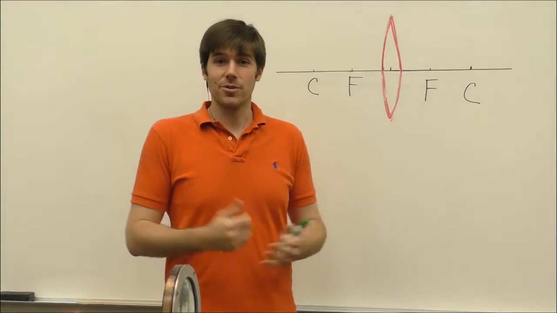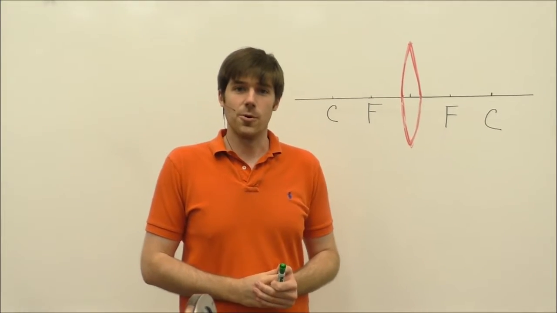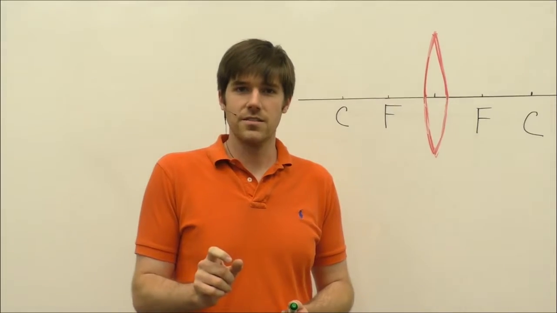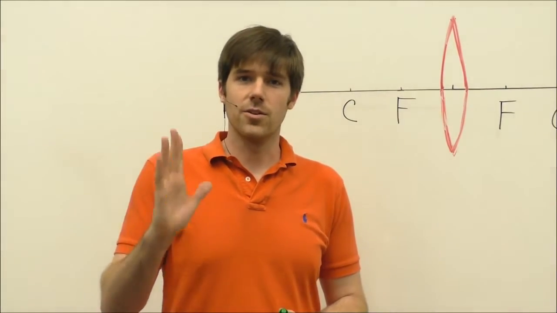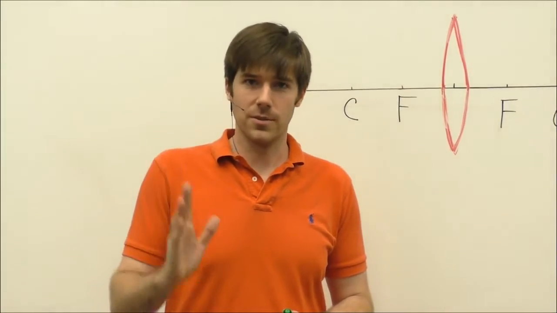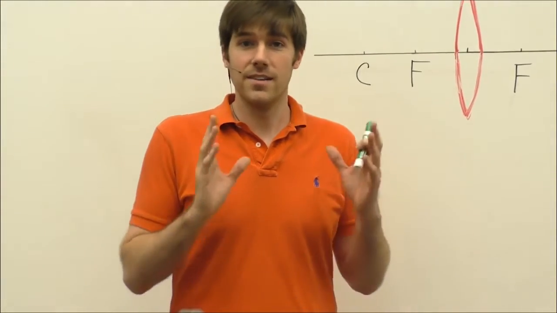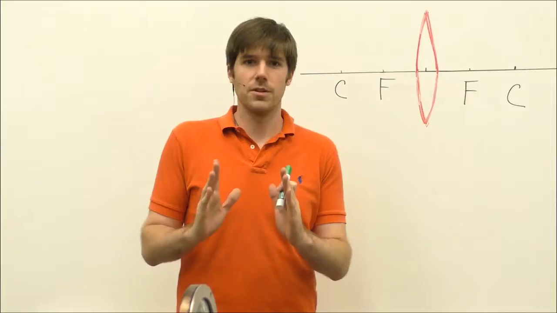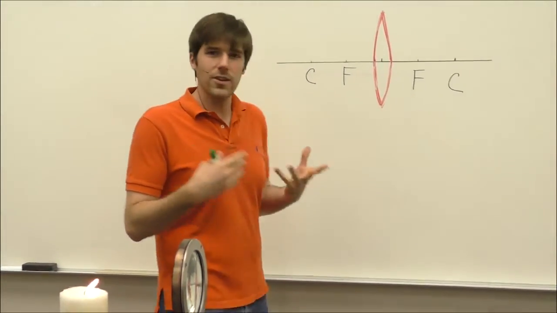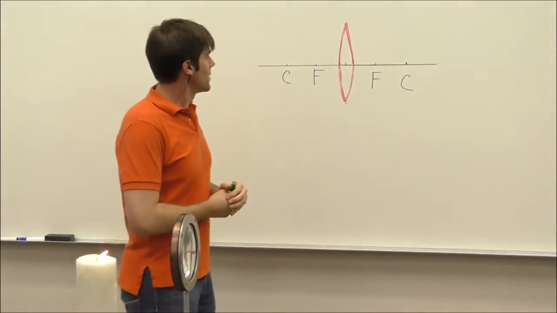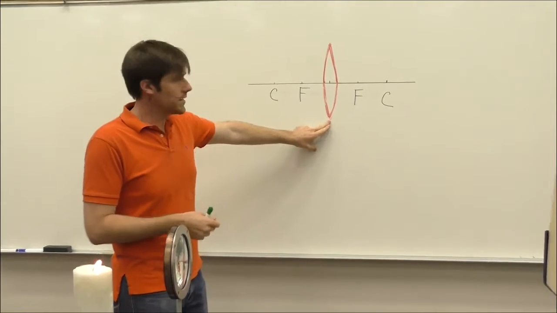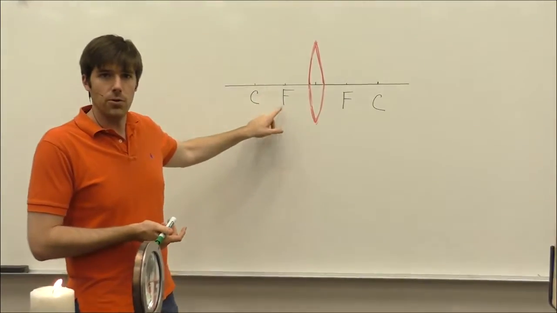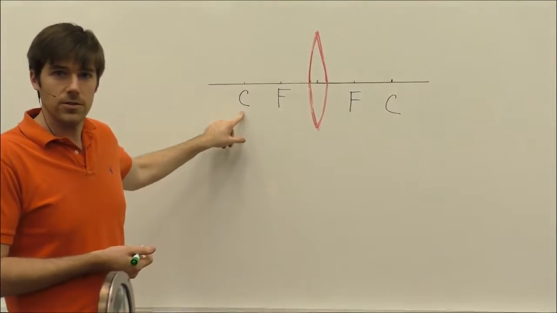In this demonstration, we're going to show the various images that are formed by a thin converging lens when an object is located at particular distances away from the lens. And we're going to find out that it's very dependent upon the distance of the object from the lens. So we're going to go through several scenarios and see what happens. So I've labeled the thin lens, and I've labeled the focal points and the radii of curvature.